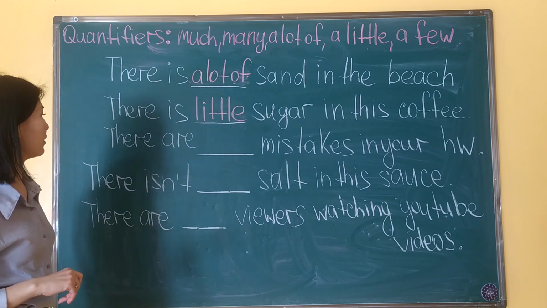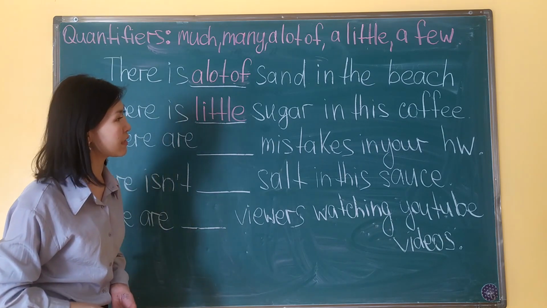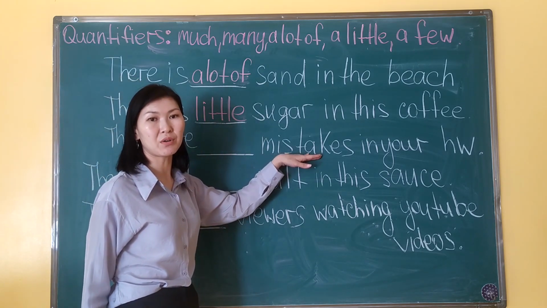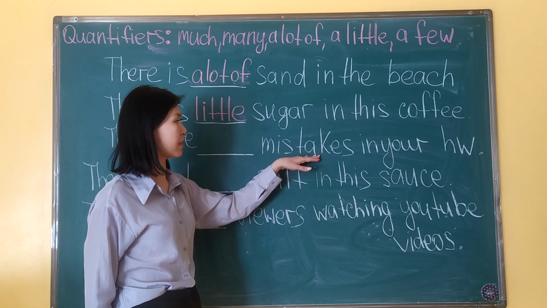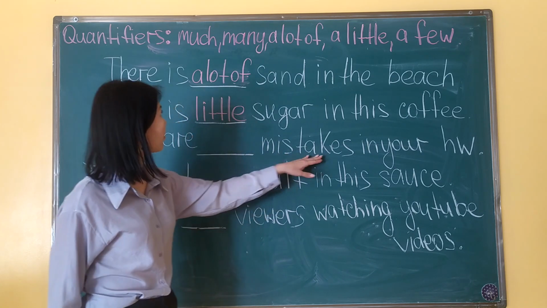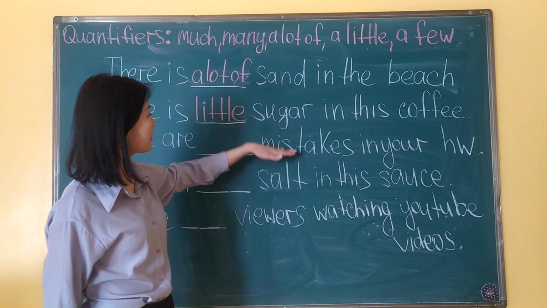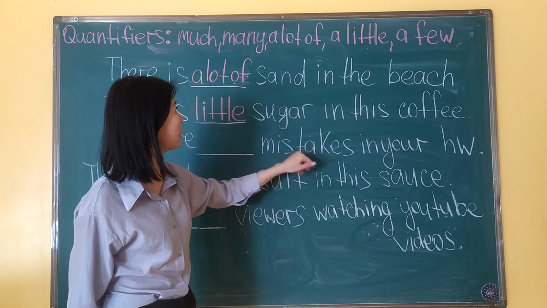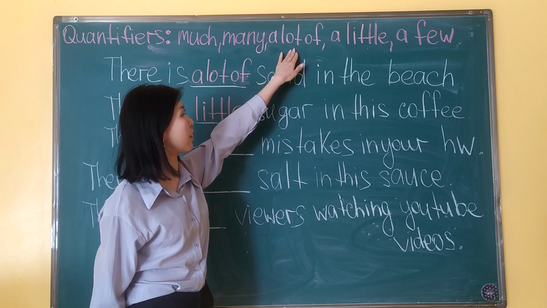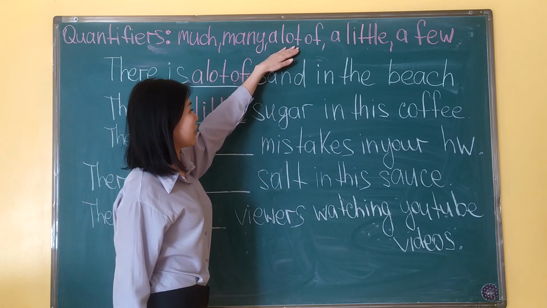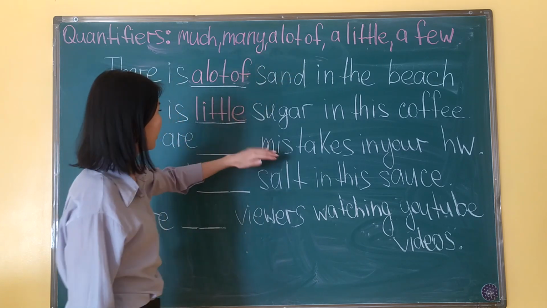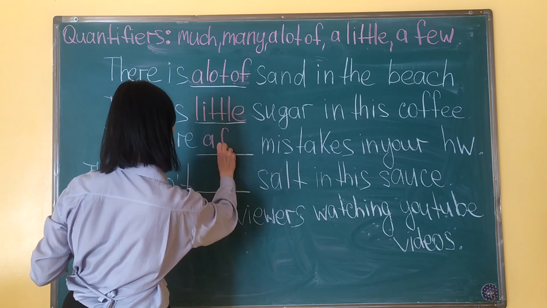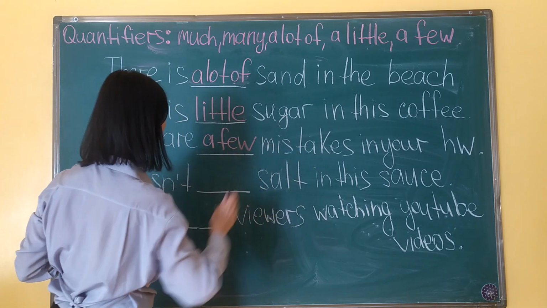Okay, the next sentence. There are blank mistakes in your homework. What do you think? Mistakes, is it countable or uncountable? It's countable, right? There are many mistakes or a few mistakes in your homework. And we can also use a lot of mistakes because it's for countable and uncountable. Let's use a few. There are a few mistakes in your homework.